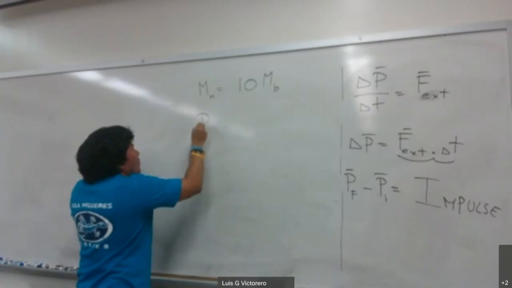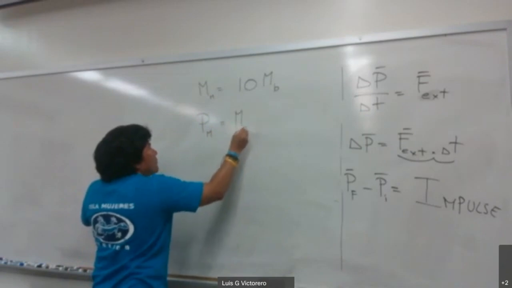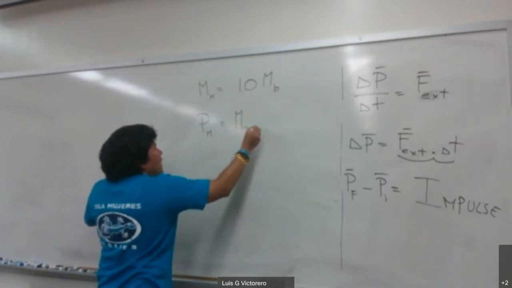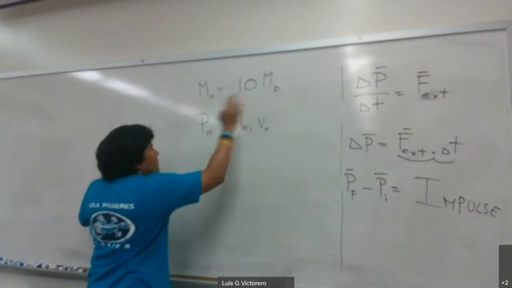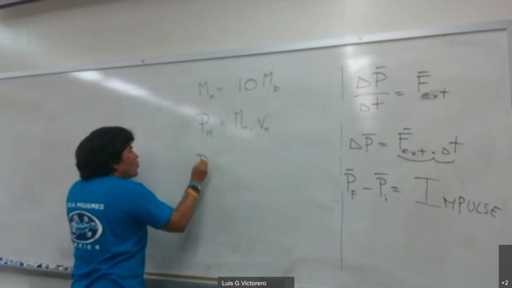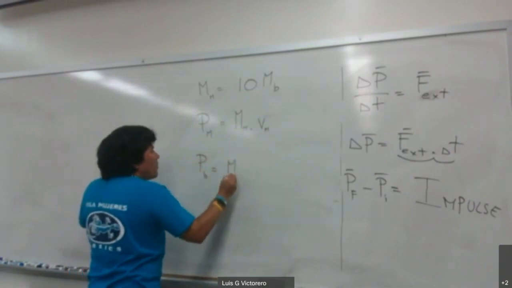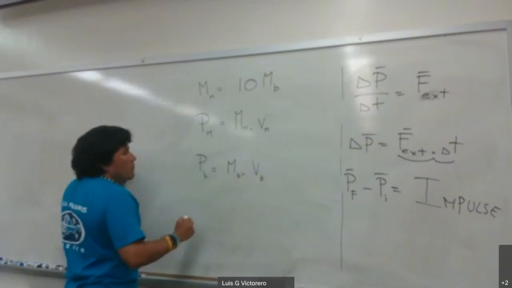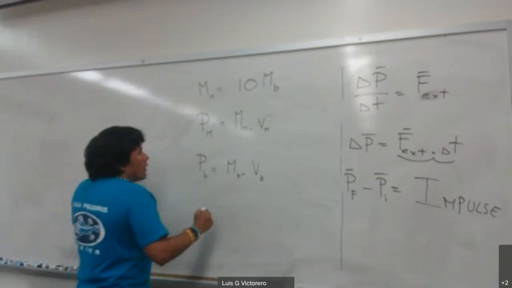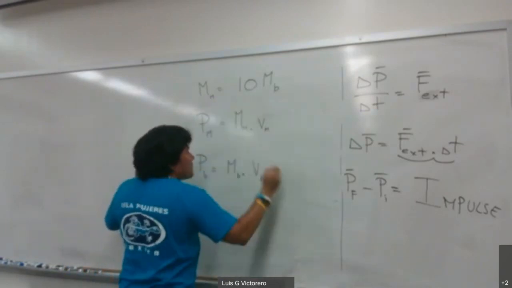The momentum of the medicine ball, the magnitude, is the mass of the medicine ball times the velocity of the medicine ball. The momentum of the baseball is the mass of the baseball times the velocity of the baseball. Okay? Now, if you want them to be equal, you will make this equal to this, but we know that this is this.